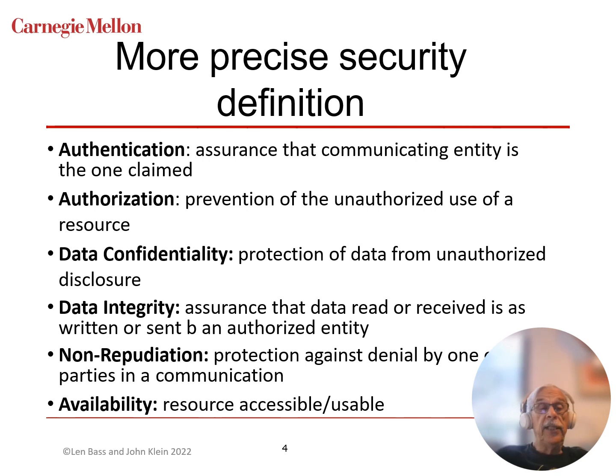There's a more precise definition, which involves authentication: you are who you say you are. Authorization: you have the right to do what you want to do. Data confidentiality, so that the data is protected. That's the C in the CIA. Data integrity, that's the I in the CIA. Non-repudiation, which means that if you've ordered this book, you can't deny that you've ordered it in order to not pay for it. And availability, again the A in CIA.